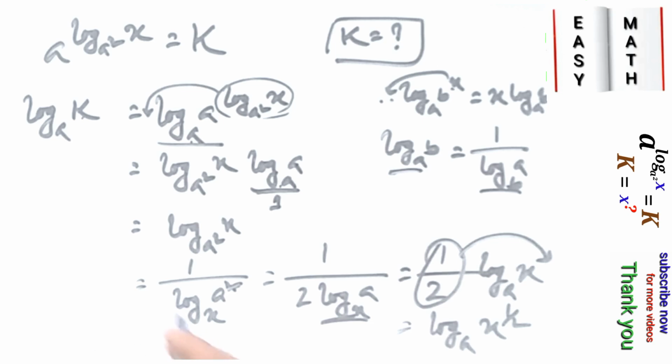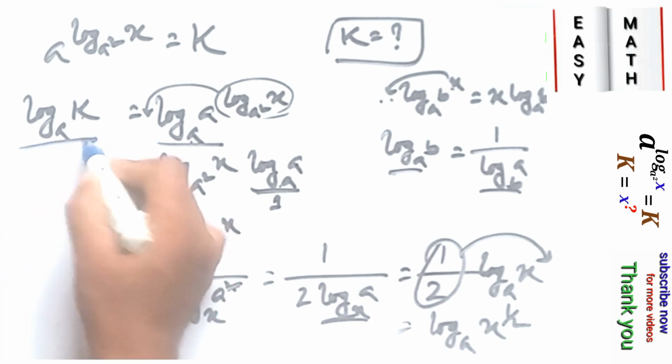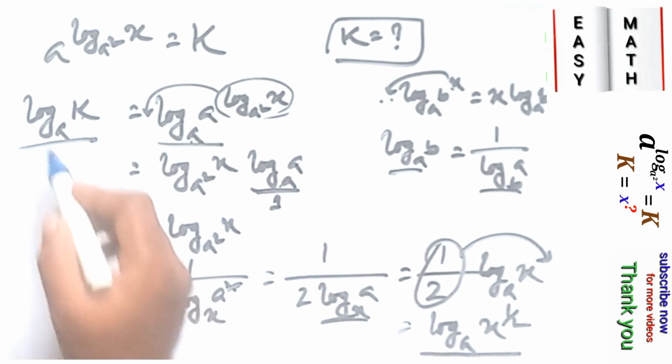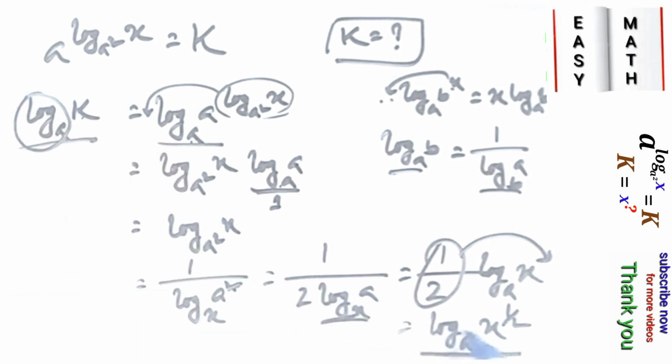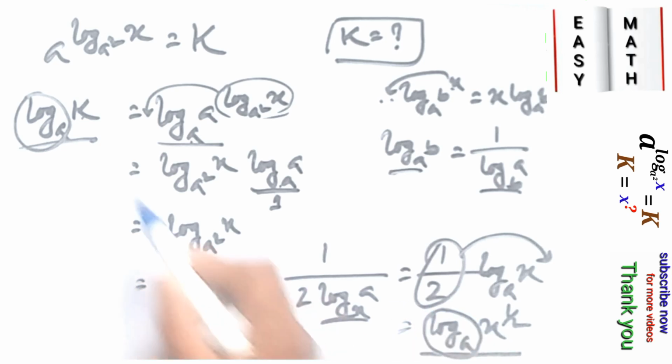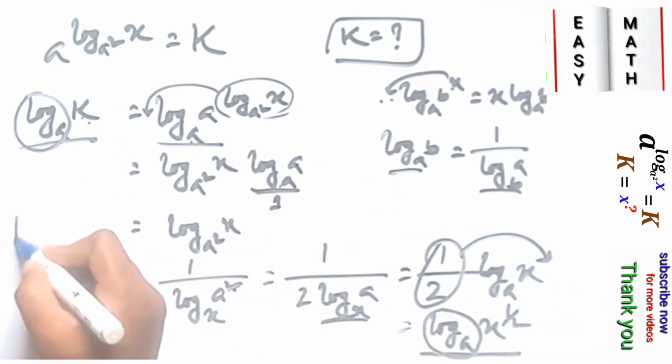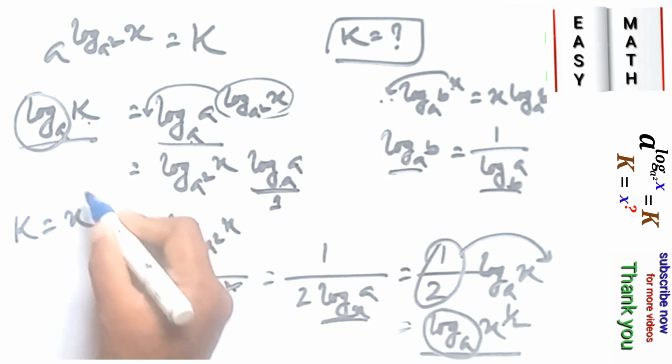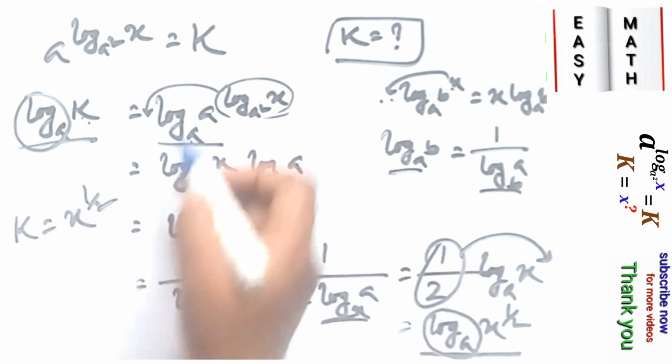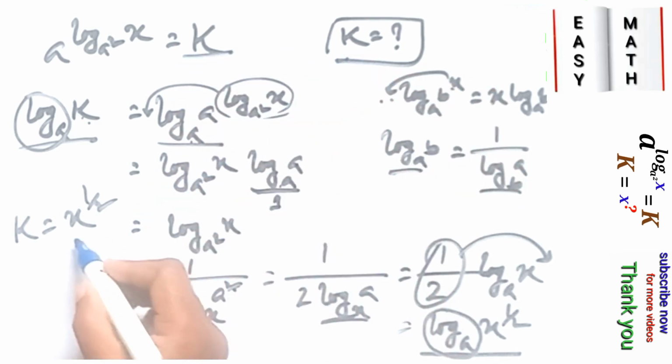And now this is equal to this, and so there is the log a, and there is the log a, so k is equal to, so we can write the k is equal to x to the power. So we can find out the k value is this.